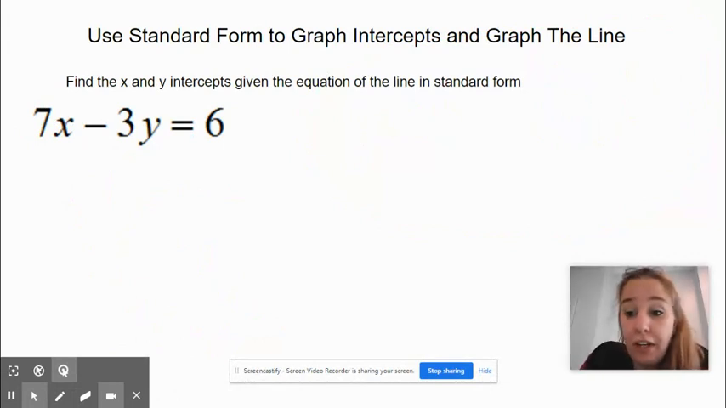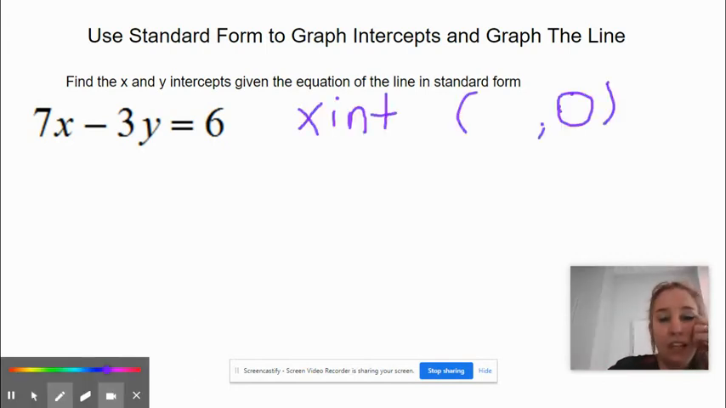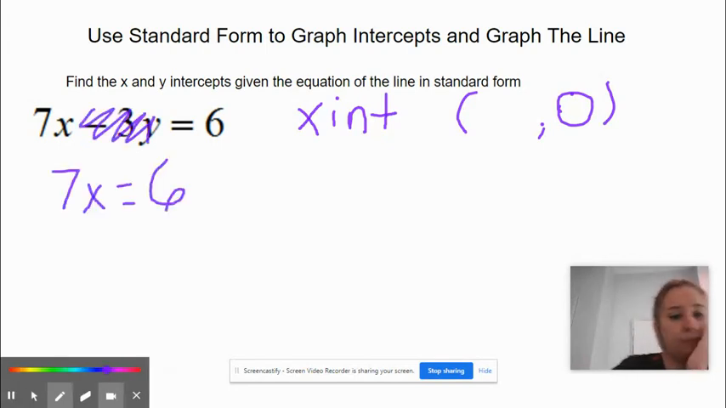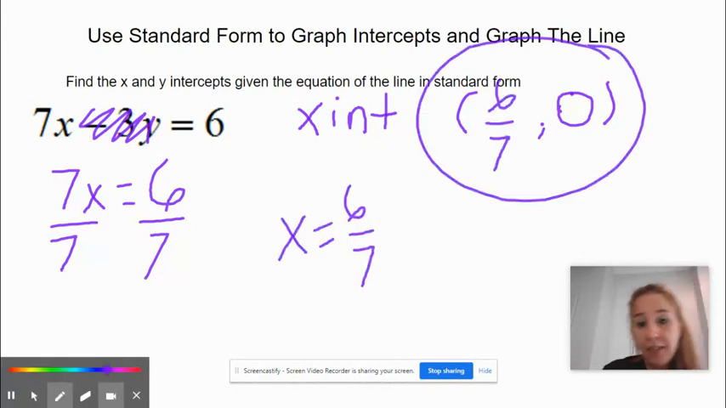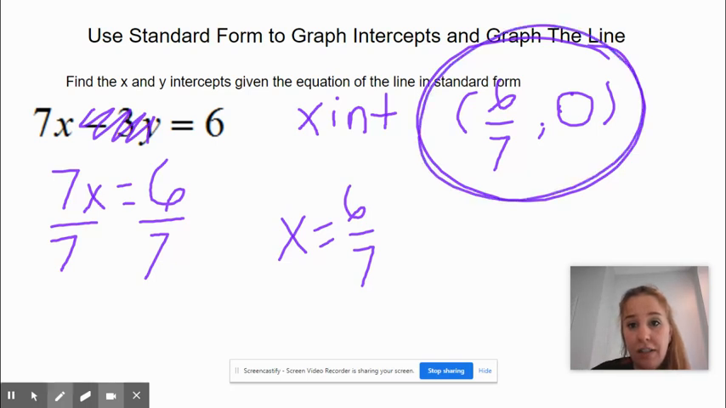Okay, pause your video now. You find the x-intercept. That's your first step. That's your next step. Divide by 7. 6 over 7 is your x value. So this is your answer. 6 over 7, comma, 0.